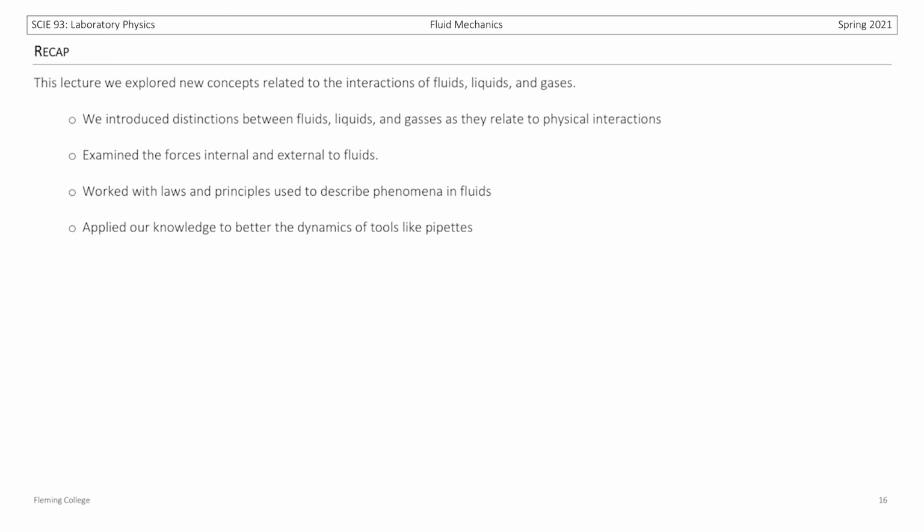As well, we looked at laws and principles that are used to describe the phenomena we see in fluids. This was Boyle's law, Pascal's law, and Archimedes' principle. Eventually, we applied all of our knowledge to better understand the dynamics of fluid handling systems, looking at a tool like a pipette.